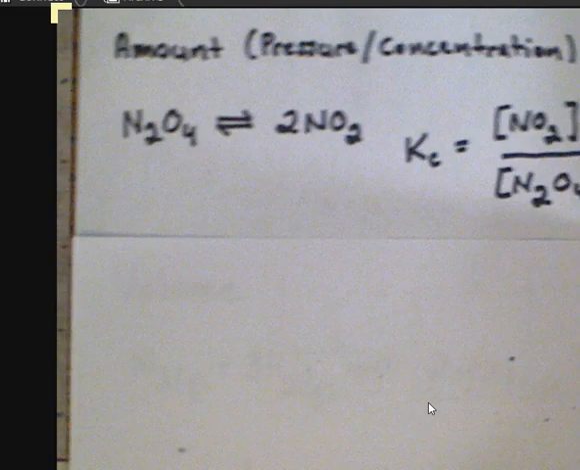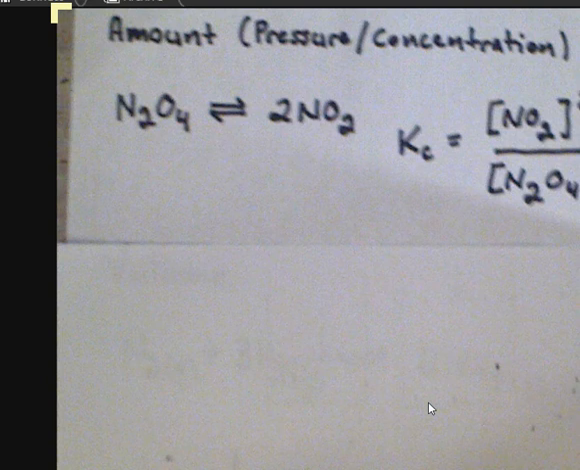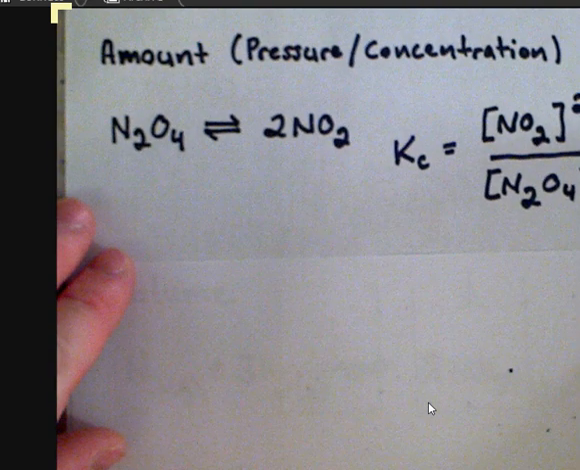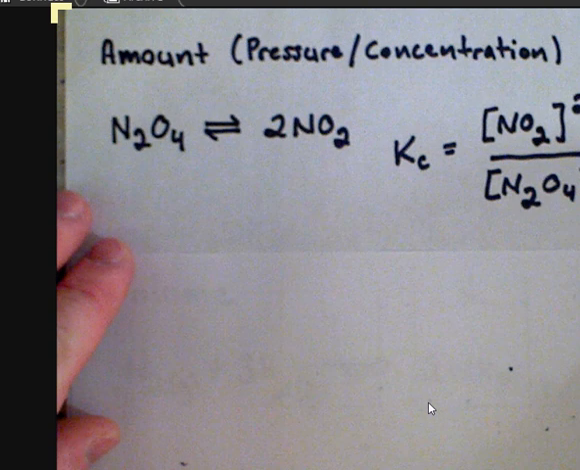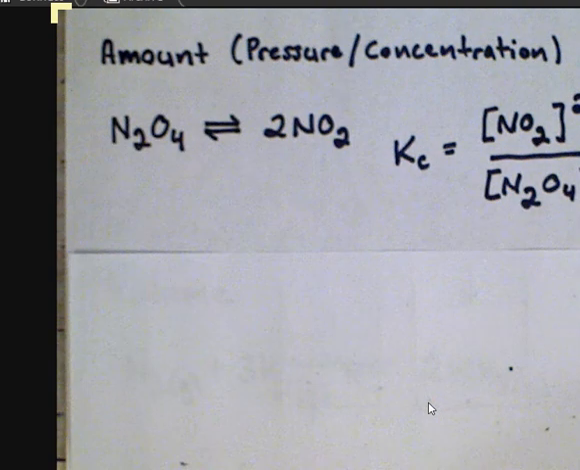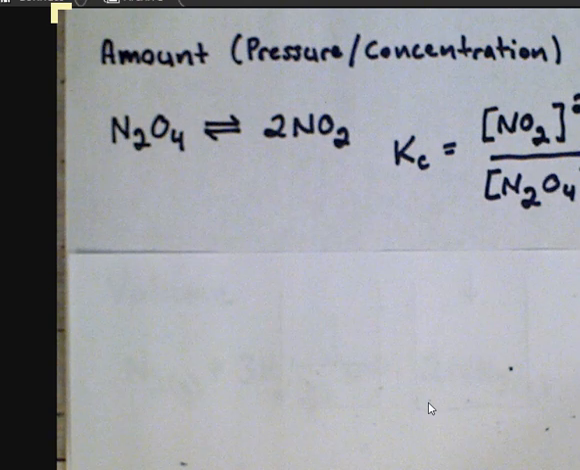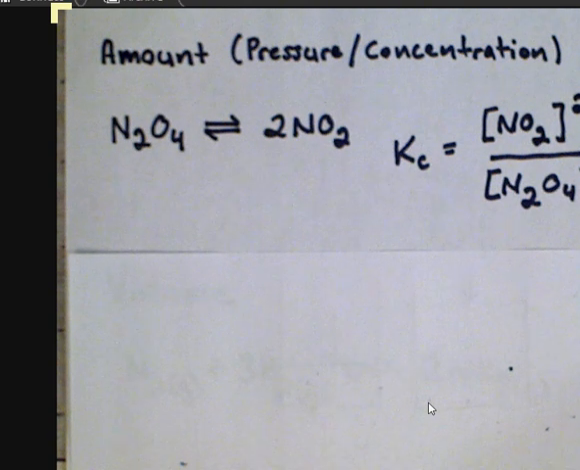Okay? So let's start with this. One of the first and easiest things that we can talk about is that we can change the amount. If we're talking about gases, we can affect the pressure. If we're talking about solutions, we can affect the concentration. So this is effectively what we did in our example with the red and yellow blocks.